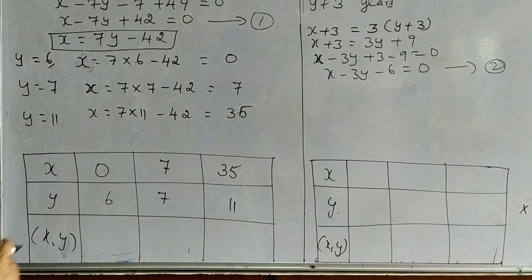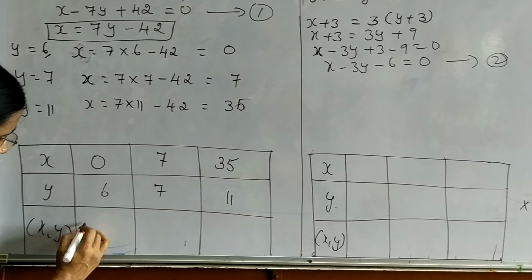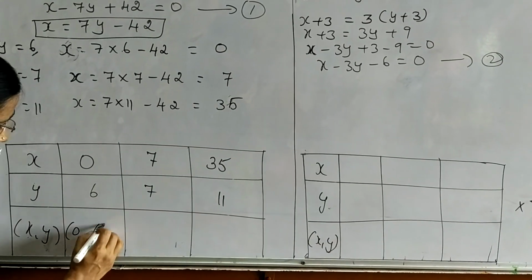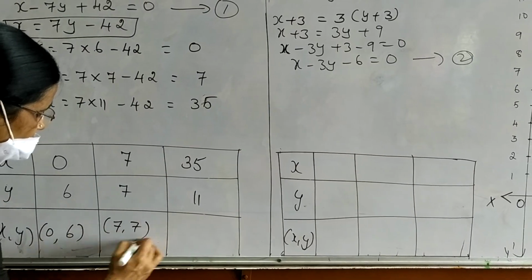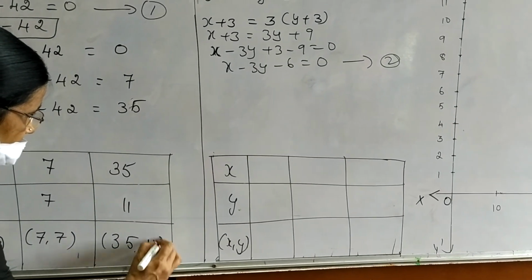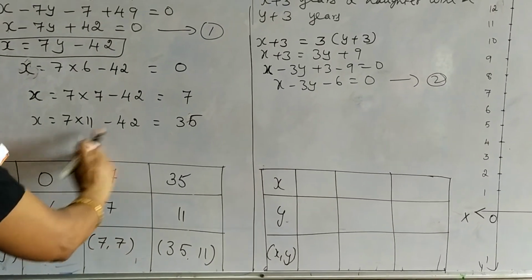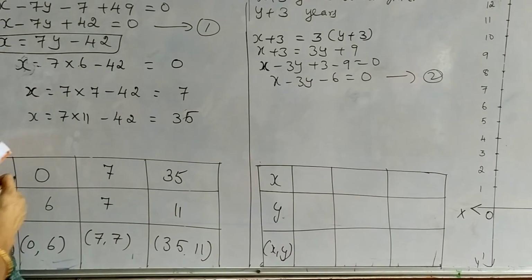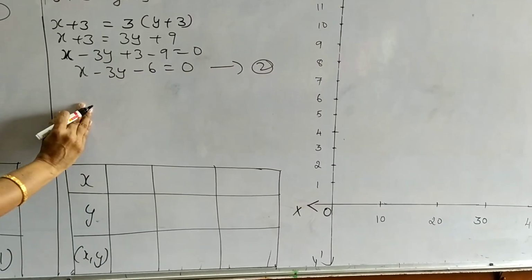So how to plot these points? Here I have taken the third column as xy, meaning x is 0, y is 6. This ordered pair we are going to plot. The second pair of points is 7, 7 and the third pair is 35, 11. So one equation we got. Let us go to the second equation. The second equation is x minus 3y minus 6 equal to 0.